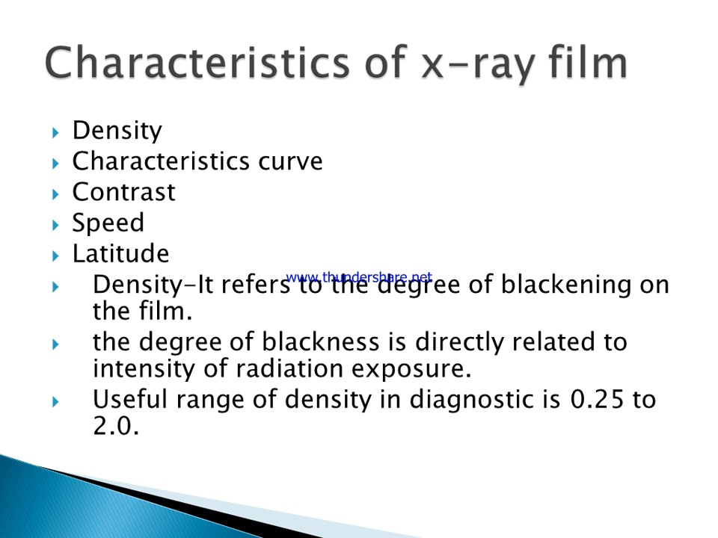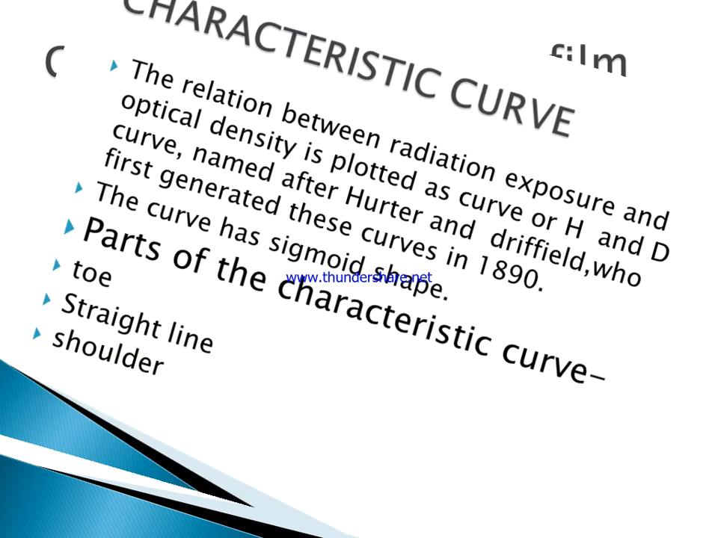Density is the difference in the degree of blackening on the film, also known as density. The degree of blackness is directly related to the intensity of radiation exposure. The useful range of density in diagnostic radiography is 0.25 to 2.0.